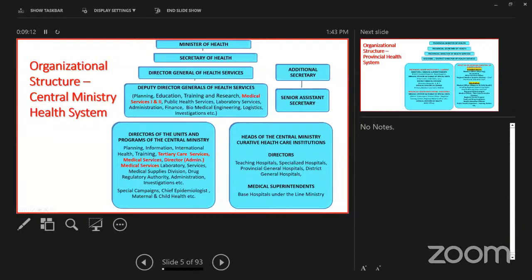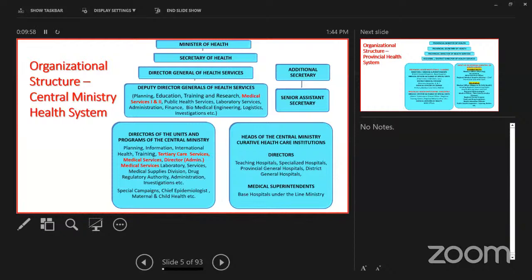So let's see what the directors of units of the Central Ministry are. Within the Central Ministry in Colombo, there are a number of directors. There is Director Planning, Director Information, like that. For example, your internship appointments are given by Director Tertiary Care Services. Your post-intern appointments will be given by Director Medical Services. Your personal file handling and administrative matters are maintained by Director Administration Medical Services. So you will see the tasks are allocated to these directors. This is how the organization structure is separated.